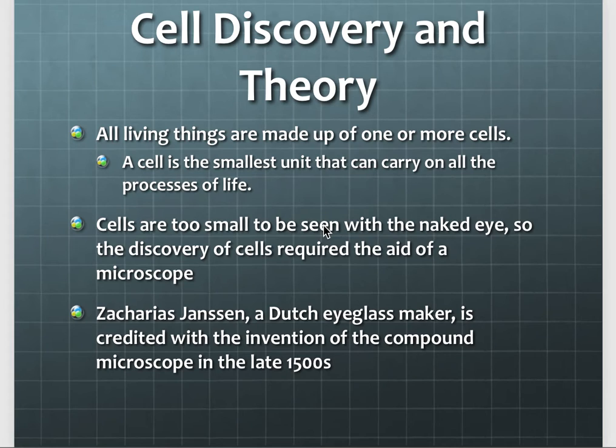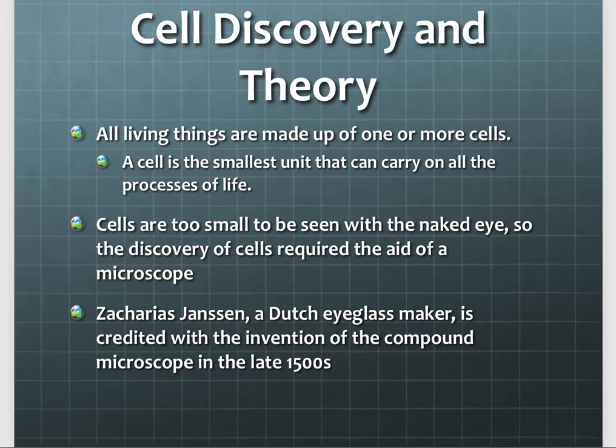Zacharias Janssen was the first one to discover a microscope, and it was an early microscope because he was around in the late 1500s, and he is the one that is attributed with inventing the compound microscope. Now, the compound microscope is a microscope in which there are actually two lenses, and it magnifies the image as well as brings it in real fine, so it brings it in pretty sharp.